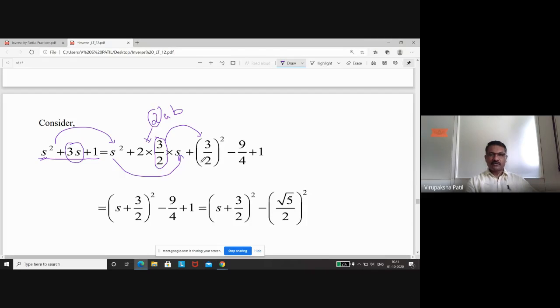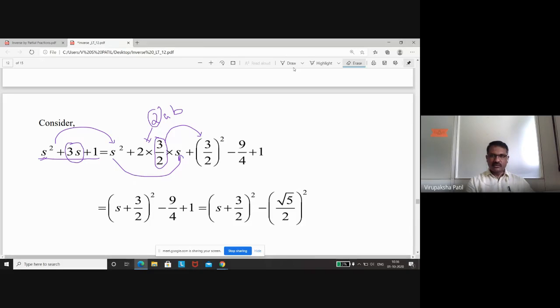When you added this quantity extra, to balance this equation, what do you have to do? We'll write that as it is. If you are adding, you have to subtract. If you are subtracting, you have to add. Now you are adding this quantity here, so you have to balance the equation. Subtract that much here, that is 3 by 2 whole square. 3 by 2 whole square means it becomes 9 by 4. You have to subtract 9 by 4.